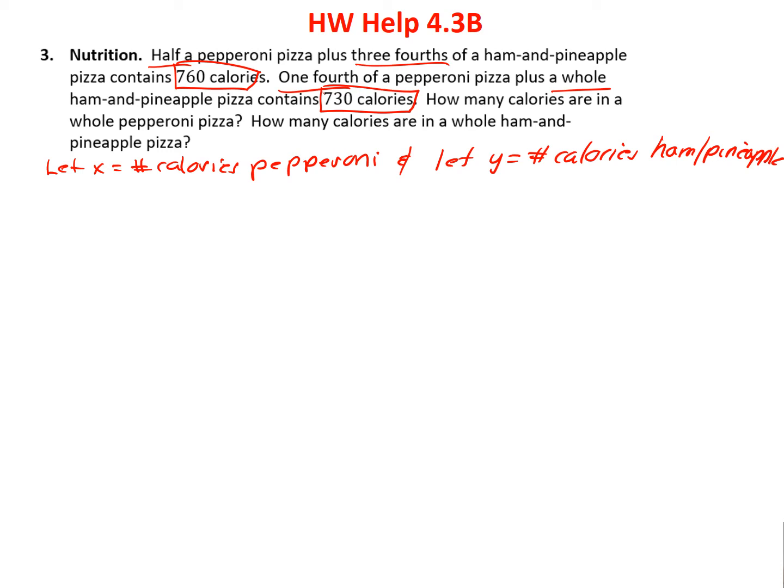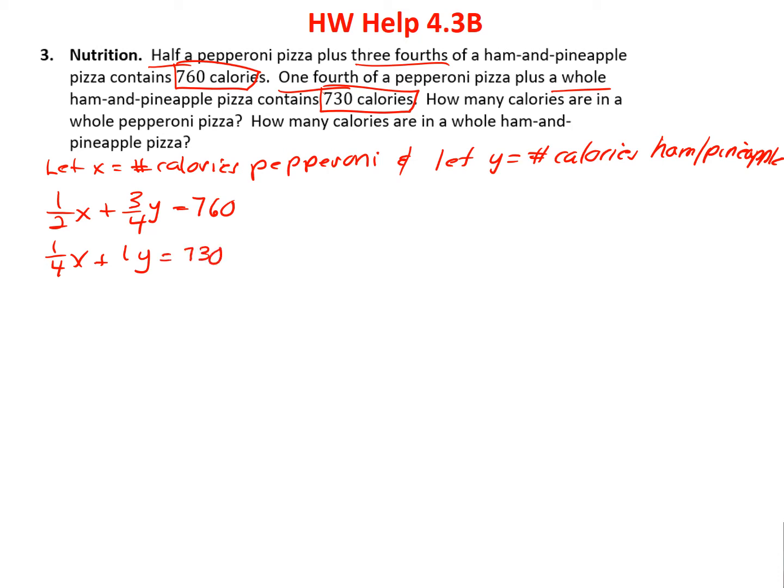So we have two different orders here. It says in the first one that half a pepperoni, so 1/2 x, plus 3/4 the ham and pineapple equals 760. On the other hand, 1/4 of a pepperoni plus a whole ham and pineapple equals 730.